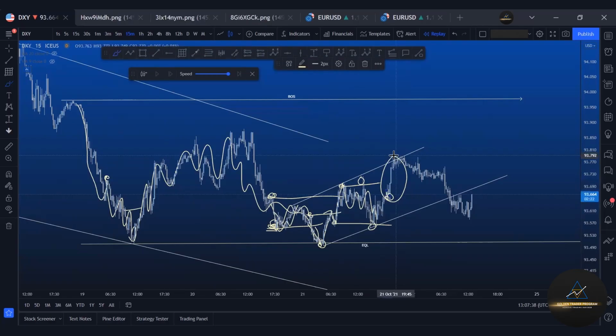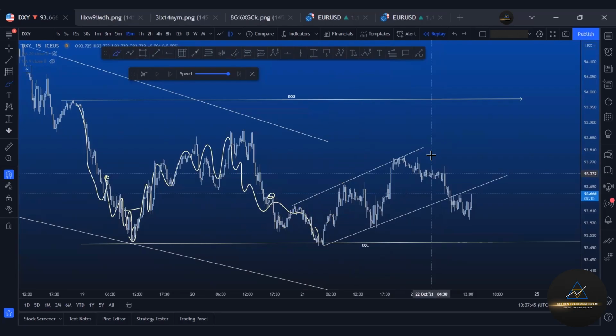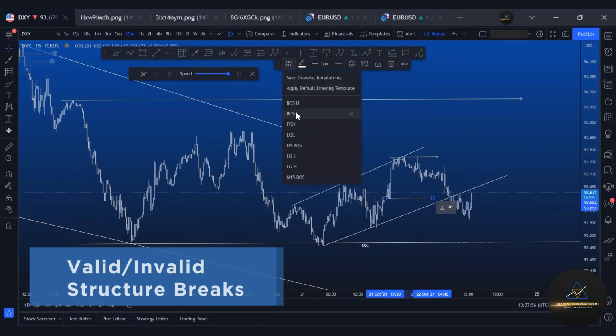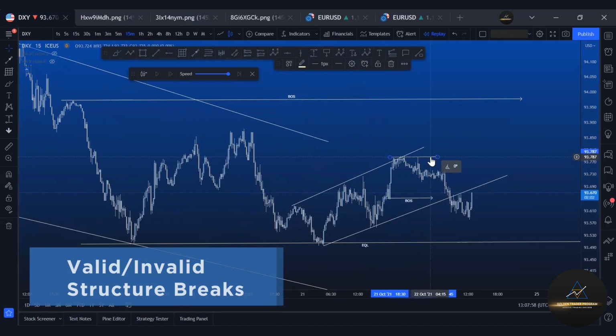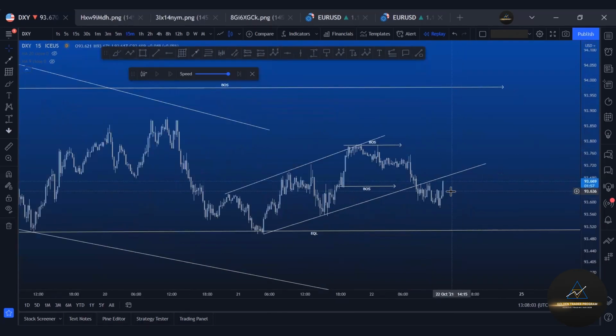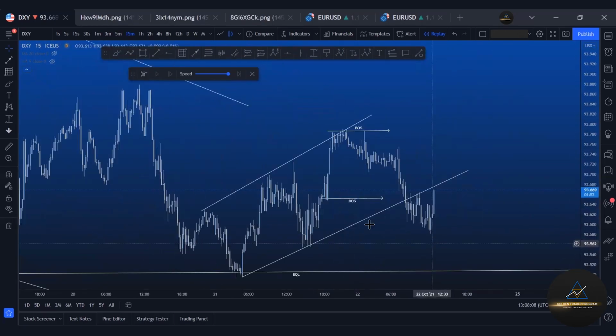This particular move here. So now we're looking at this as our relevant structure. So let's update this pattern. We're looking at this, and then we are looking at this as a potential break of structure. Okay, and now on the 15-minute, it's telling us definitely a different story. So it's broken structure to the downside, right?